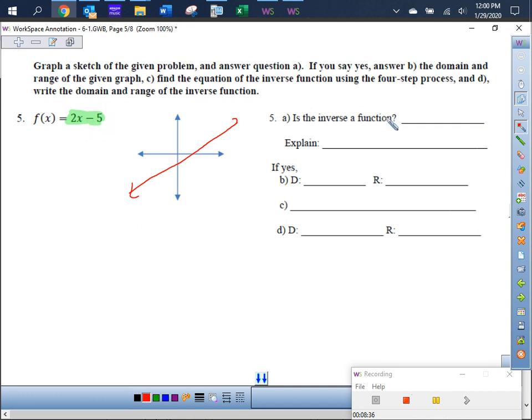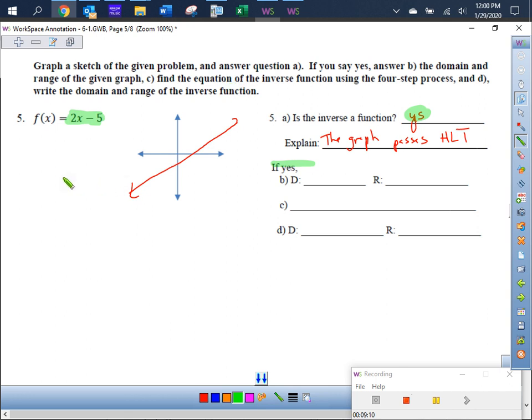They want to know if the inverse is a function. Well, that's where we use the horizontal line test. And this one would pass it. So yes. Why? The graph passes the horizontal line test. Simple enough. So that's part A. They wanted to know, is the inverse a function? Explain. Then if you say yes to part A, which we did, then we have to answer all these other questions.